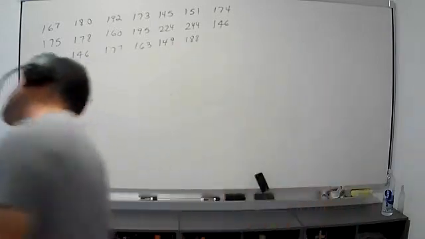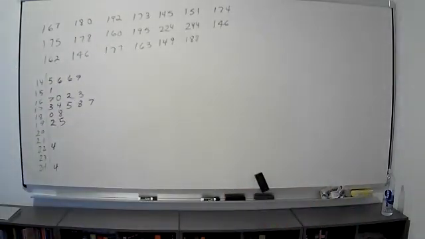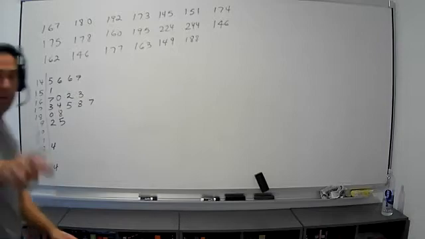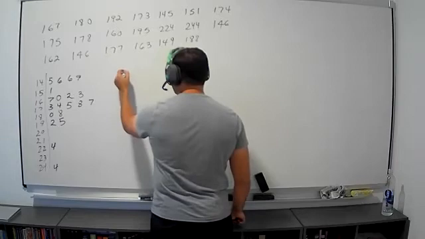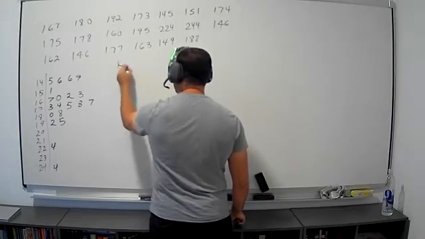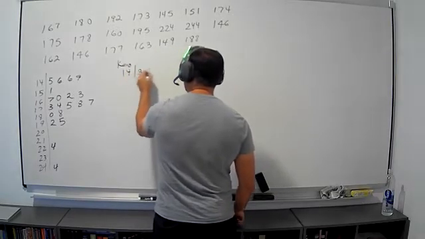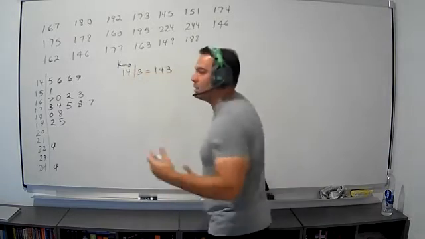Remember, if you turn your head to the side, you have something like a histogram. Another thing we should always do is tell your audience how to read it. So this is our key. Here's our key: 14|3 equals 143. That tells your audience how to read this.